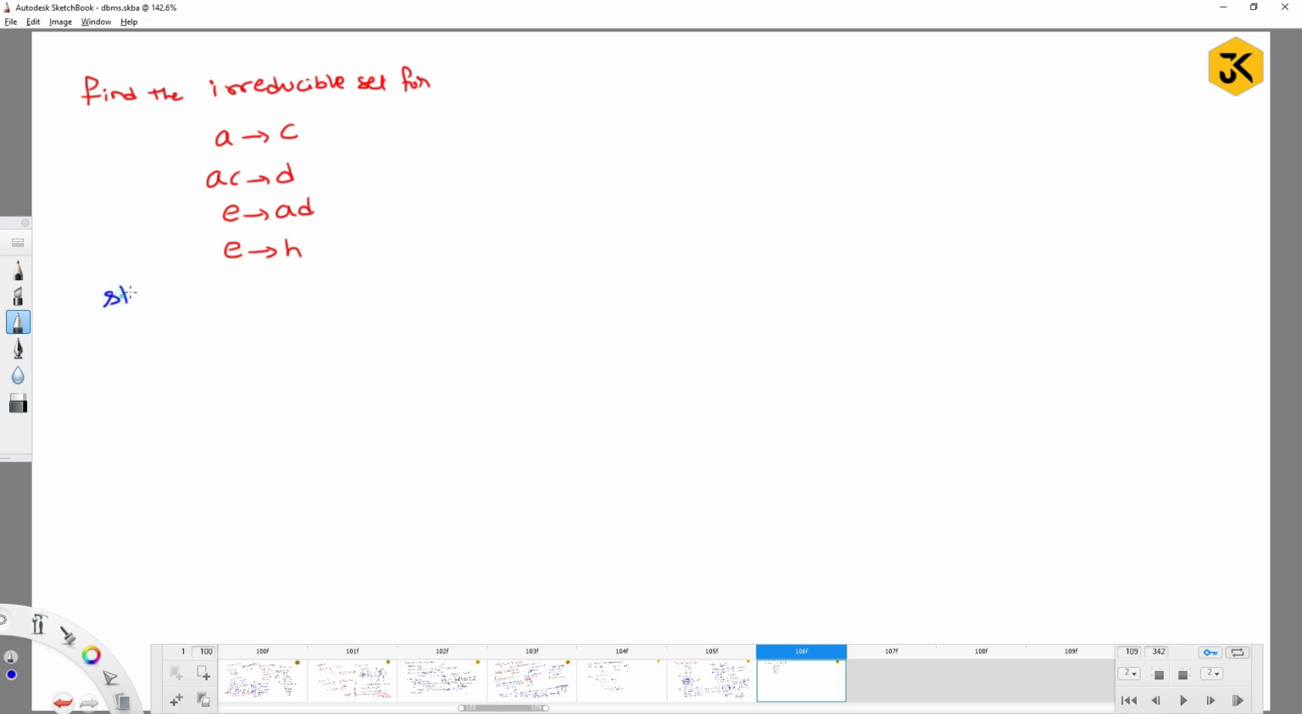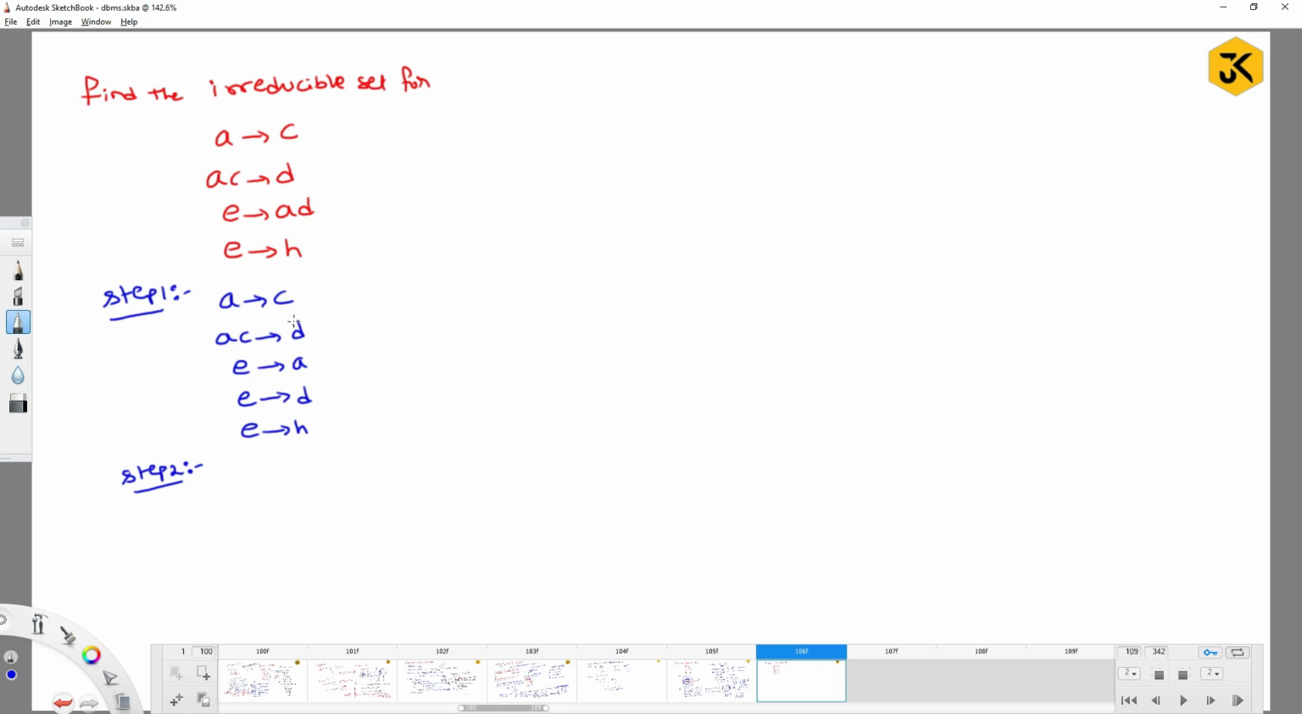So what is step 1? You have to make the RHS attributes a single attribute, right? So A determines C, AC determines D, E determines A, E determines D, E determines H, right? So this is the first step. And in step 2, you have to identify redundant attributes, right?